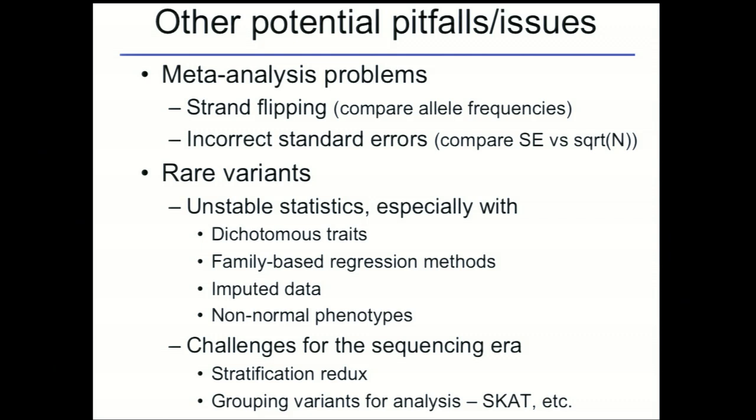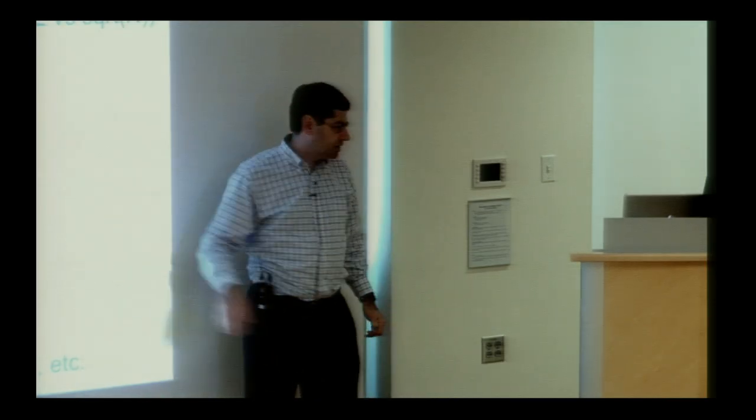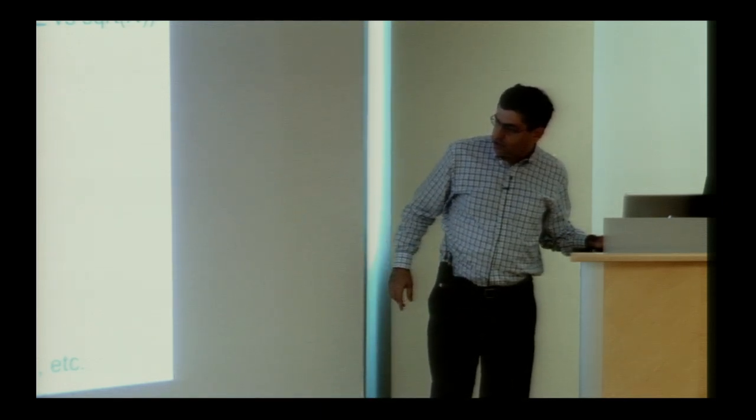And then I talked about some of the problems with rare variants, where you can have unstable statistics, especially with dichotomous traits or family-based regression methods. Imputation can be somewhat harder to do, certainly for rarer variants, so I don't think we have a tremendous amount of experience with this yet. And then you want to make sure that your phenotype is relatively normally distributed, so regression models assume normality of your phenotype. If it's non-normal with some substantial outliers, and I'll show you one example of this at the very end, then you can get really fooled. I talked about some of these challenges from the sequencing era.